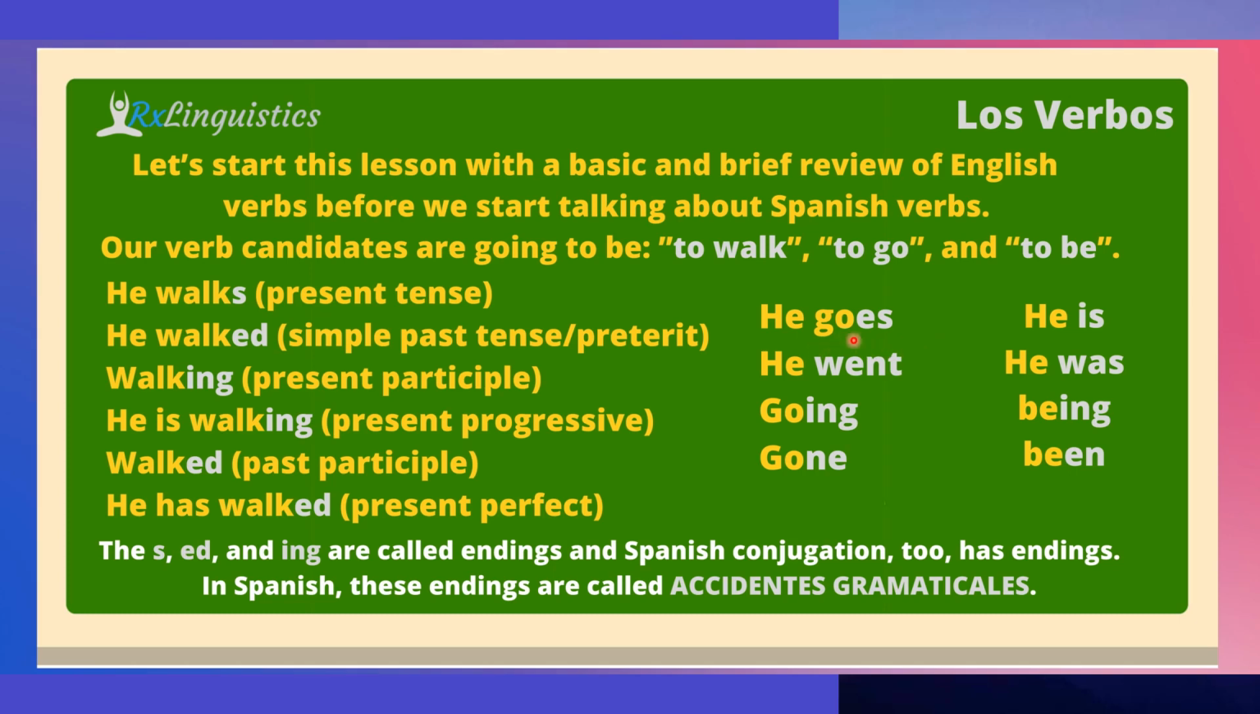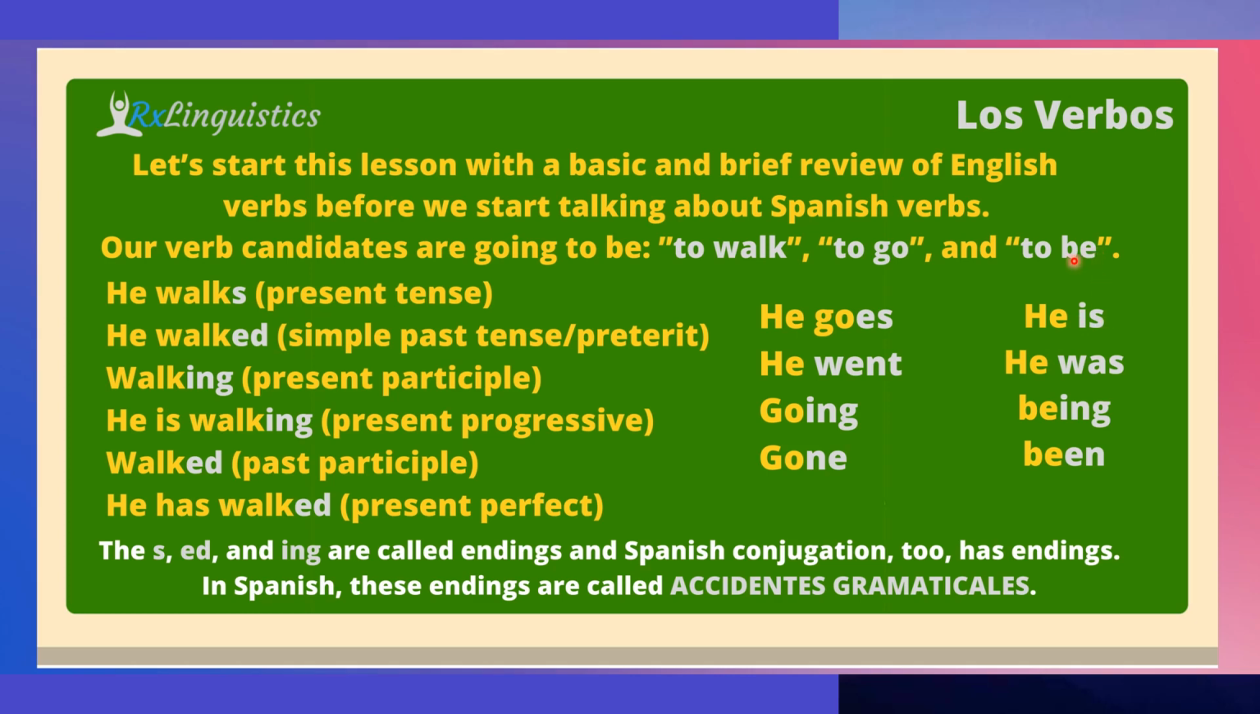Compare that to he goes, and in the past, he goes becomes he went. To be, third person singular is he is. Third person singular of the simple past tense is he was. He is completely different from to be.